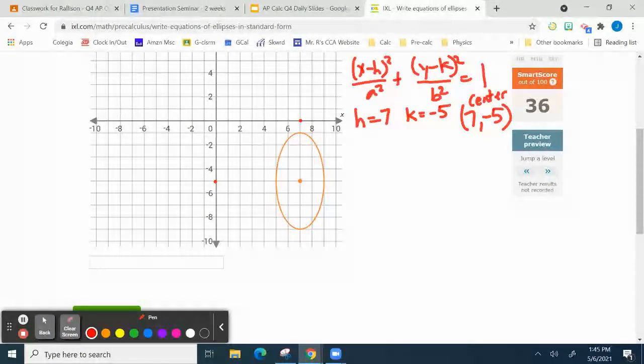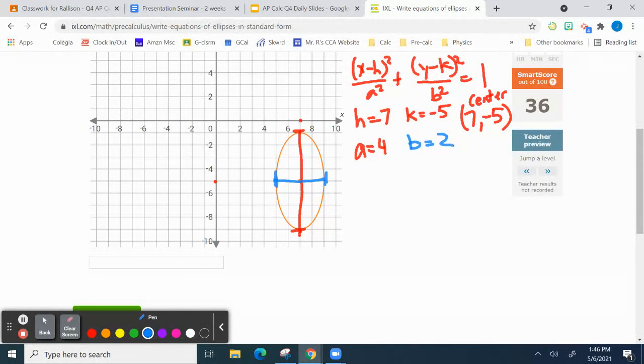a is whatever half of the major axis is. So here's the major axis right there, which goes from -9 to -1, so that's 8. So a equals 4. And here's the minor axis now, because that's the short one. So that's going to be b, and b goes from 9 to 5. So b equals 2, right?